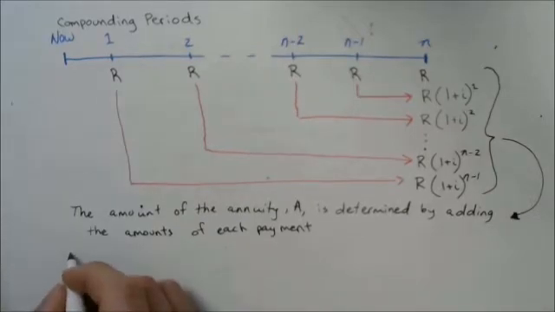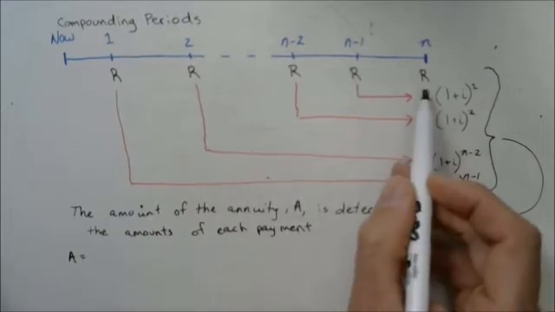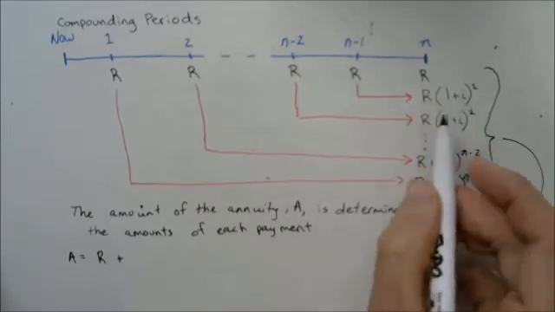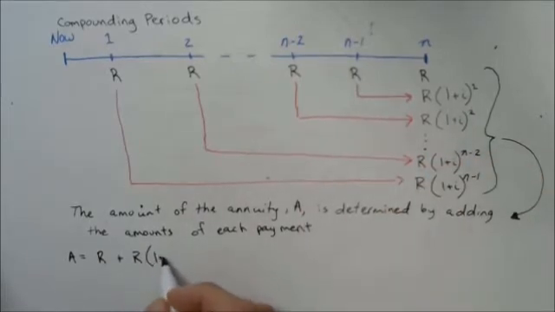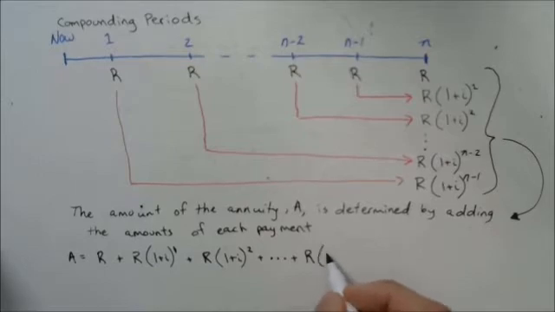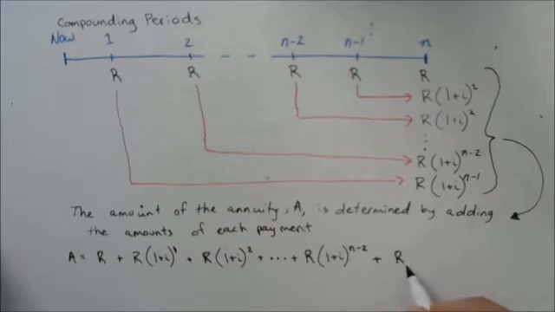So what does that look like? A equals, well, what are we adding up? We're adding up just R is the first term. Second term is R times 1 plus I to the power of 1. Then we have our payment times 1 plus I to the power of 2, plus however many payments there are. Once we get all the way to the end of the list, we're at plus our regular payment times 1 plus I to the power of n minus 2, plus R times 1 plus I to the power of n minus 1. And there we have it.